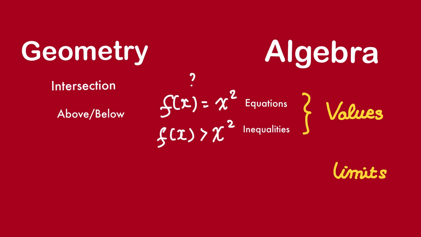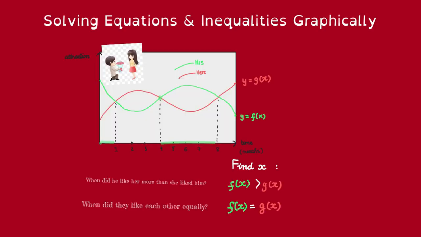Actually, there's no reason why we can only compare f with a constant. We can also compare f with other functions. We can ask when is f(x) equal to, say, x squared, and when is f(x) strictly bigger than x squared. So now let us quickly review how we would answer these questions by looking at the graph of f and x squared. Consider the following love story.